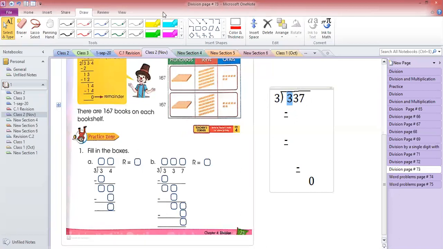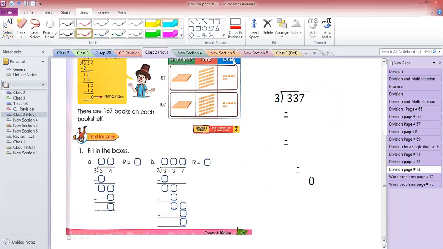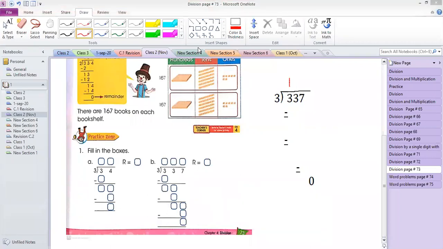So tell me, how many 3s are there in 3? Yes. How many 3s are there in 3? 1. Or 3 multiplied by what number will give you 3? 1. So I will write here 1. Right? Now, what is the next step? What should I do now? 1 times 3, 3. Very good. I should multiply this 3 by this 1. Equals 3. Very good.